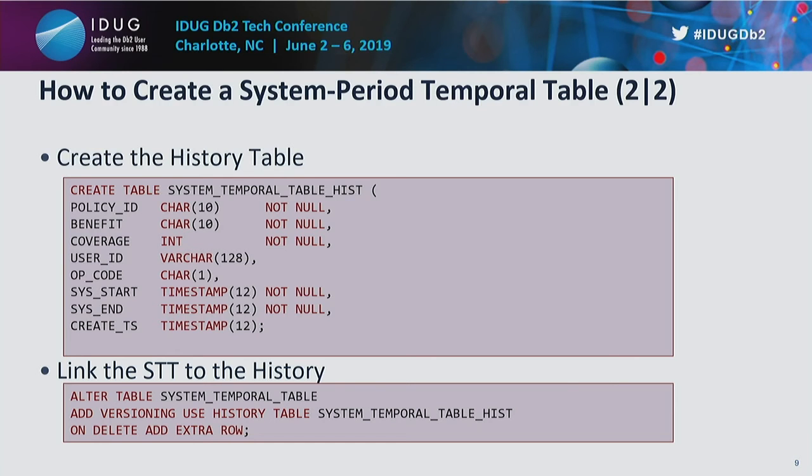The last operation you need to do is link the history table to your base table by doing a simple alter table. Your base table, add versioning, use history table of your history table.